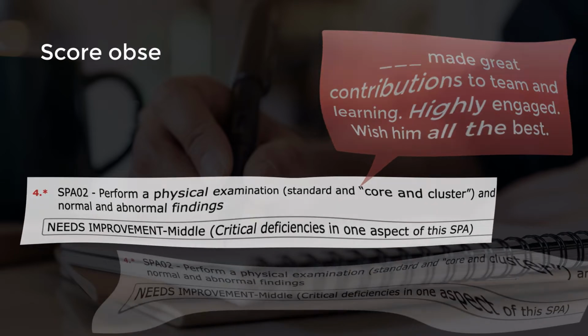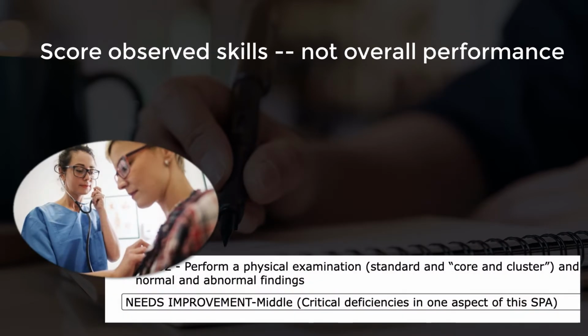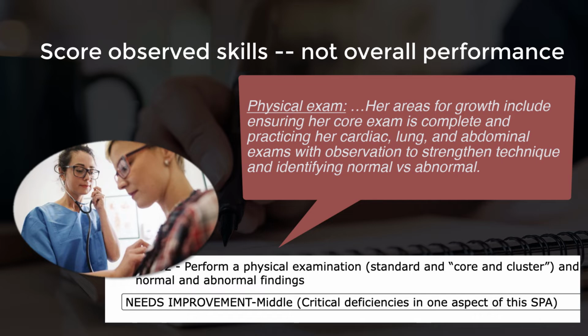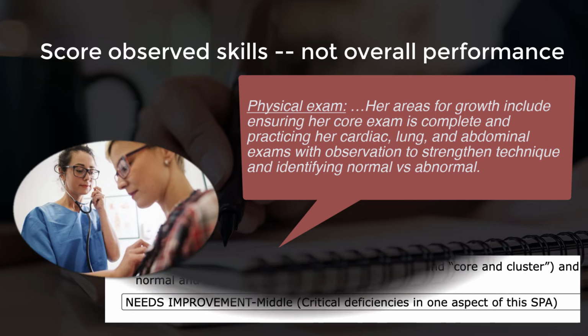So the goal when selecting scores and writing your narrative is to select the score on each SPA around what you actually observe for that specific skill, not how the student did overall. Then you need to back up your selection with your observations of that skill and give examples if possible.